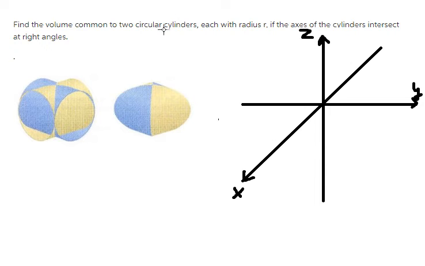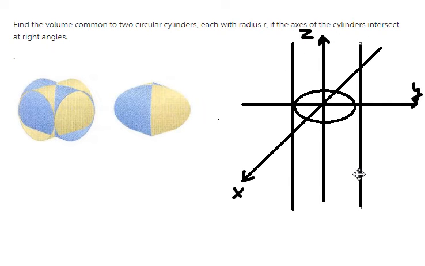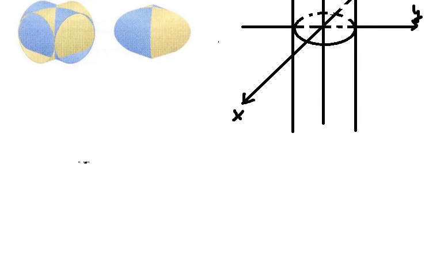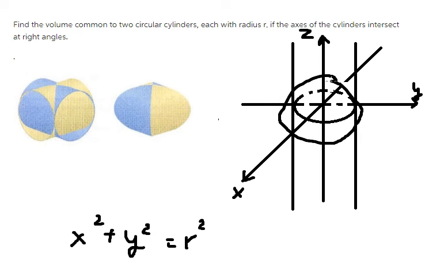So the first one is the cylinder, that is about this one. So about this one, we can see that x square plus y square equals r square, because this one is about the circle. Now let's go to the second one.